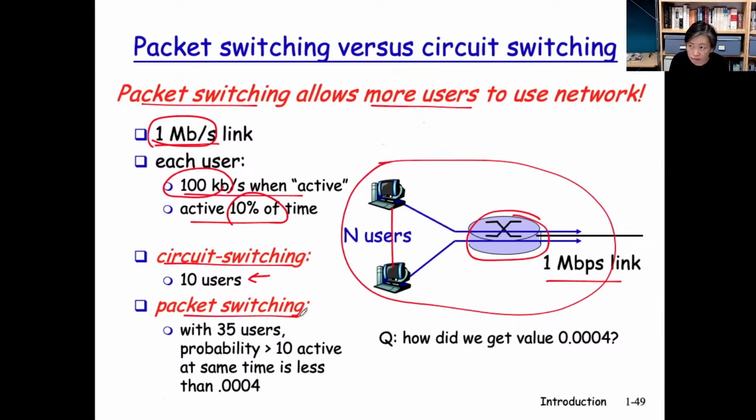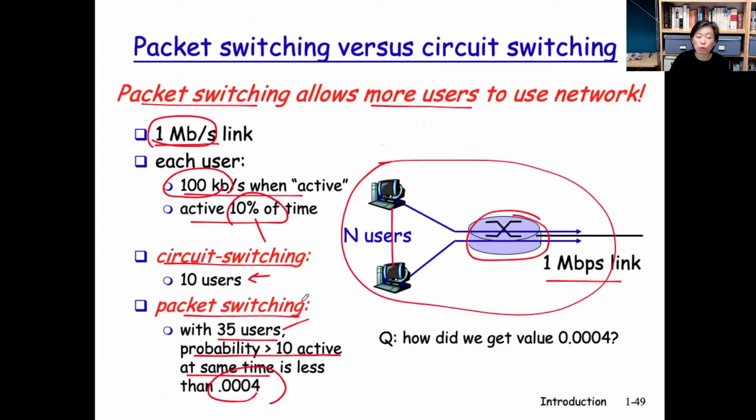But in packet switching, you see, the users are only active 10% of the time. Consider this scenario. If we have 35 users, the only situation in which these 35 users will have trouble sending data out is when at least 10 users are active at the same time. So what is the probability of these 35 users having more than 10 of them active at the same time? If you do the calculation, you'll see that it's very low. So 99.9996% of the time, in a packet switch network, 35 users will do well. No trouble.